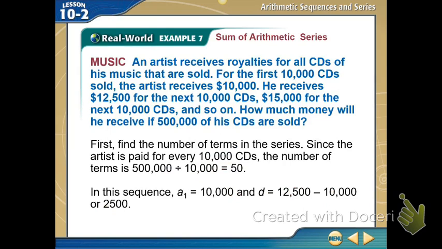The second thing that we need to know is d, the common difference. So we're looking at the difference between the amount of money he's being paid each time. In other words, what's the difference between 10,000 and 12,500? And between 12,500 and 15,000? And we find that d equals 2,500. In other words, he makes an additional $2,500 for each 10,000 CDs he sells.